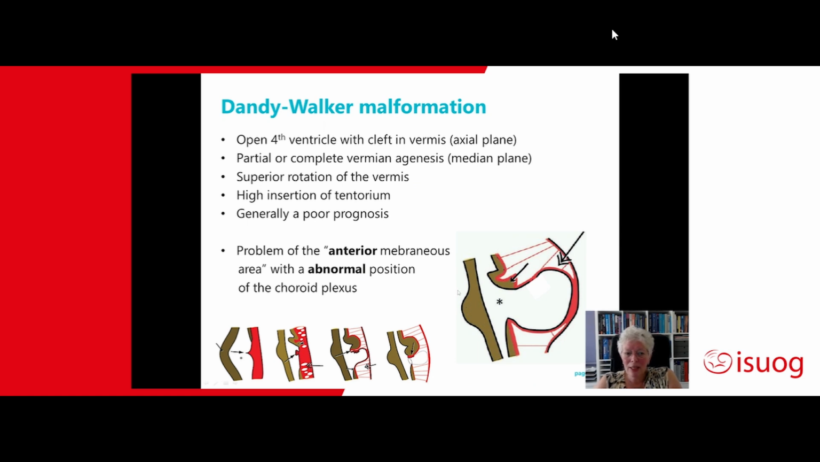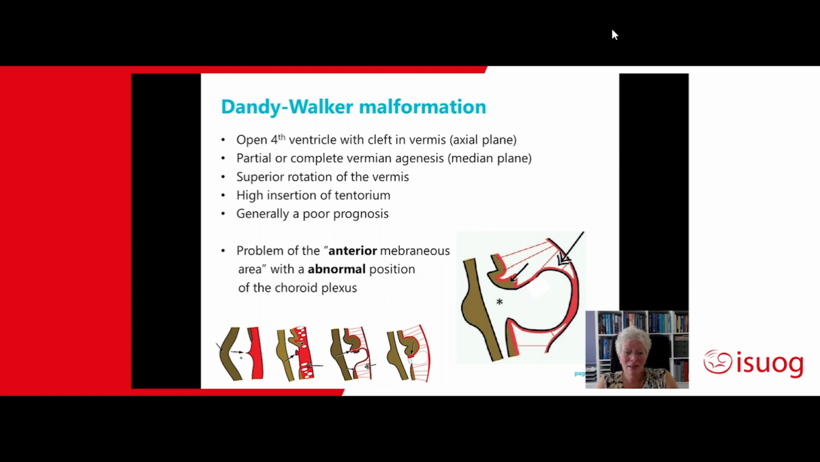If we're going to look at the Dandy-Walker malformation, what can we see then? Then we have again an open fourth ventricle in the axial plane. If we look sagittally, we have a partial or complete agenesis of the vermis. We have a superior rotation of the vermis, and we have a high insertion of the tentorium.